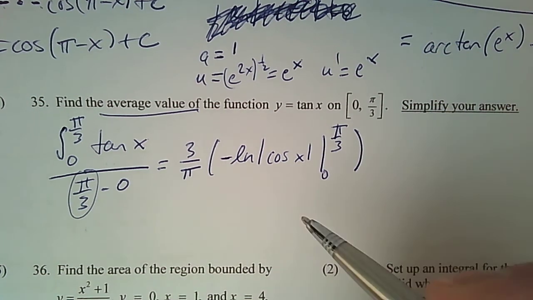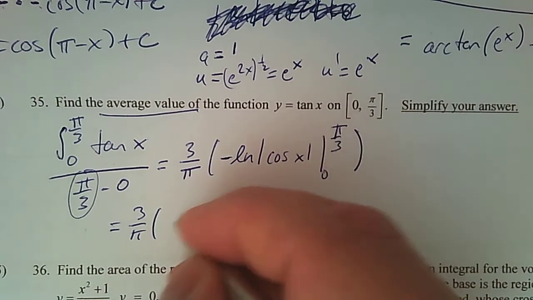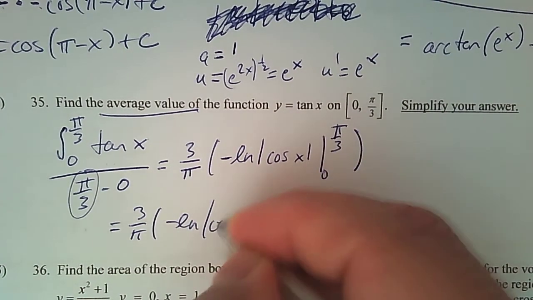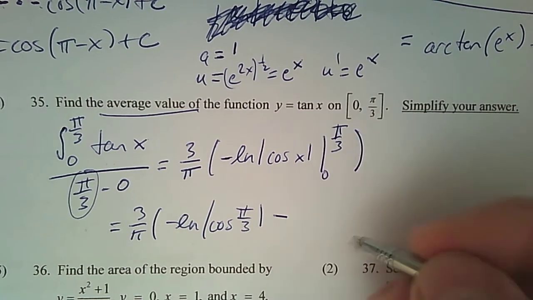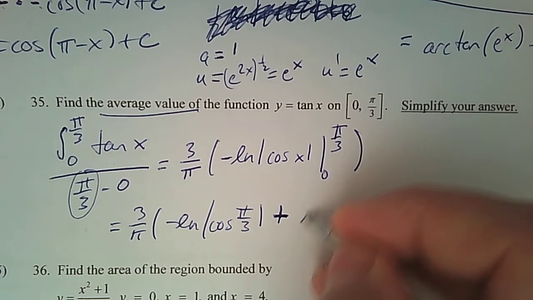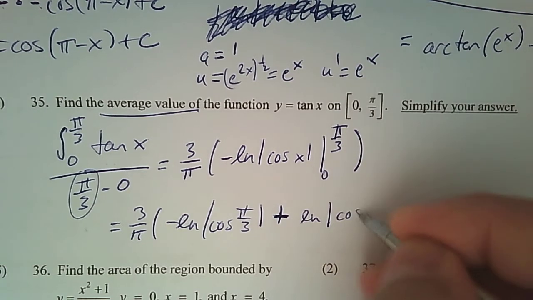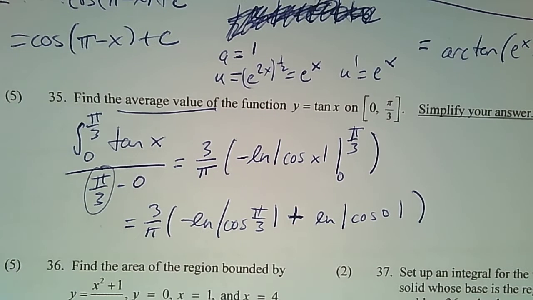All right, what's the last step to get our answer? The last step is simply a substitution. So negative ln cosine pi over 3, subtract. Now, when you subtract the negative, it's really going to be adding. That's why it's adding. And again, ln cosine 0. And that's it. It is free response. I'm not even going to do the next step for you. And there's your answer.